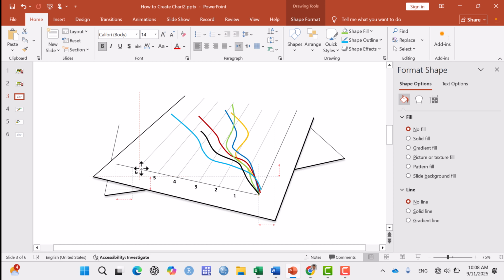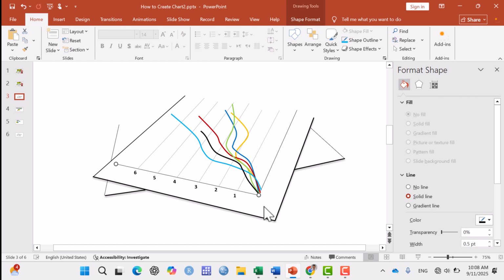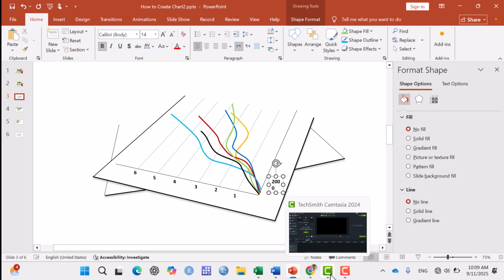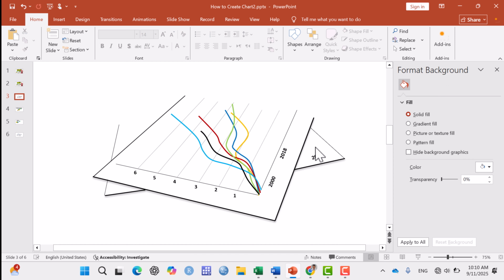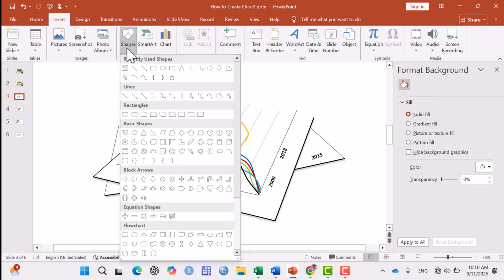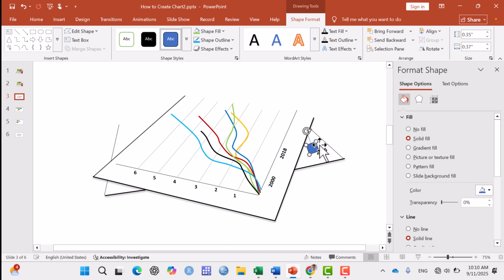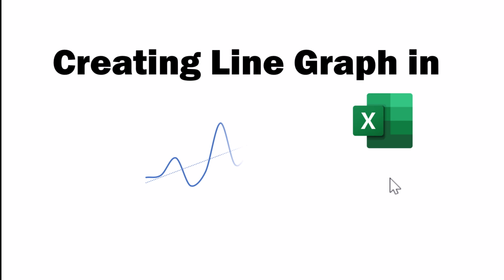Now add years to the x-axis. To do this, copy and paste a text box, write 2000, rotate this, and arrange it. Draw a bar in this triangle: go to Insert, Shape, insert a shape, turn it, and fill it with a color. Let's move to creating a line graph in Excel.